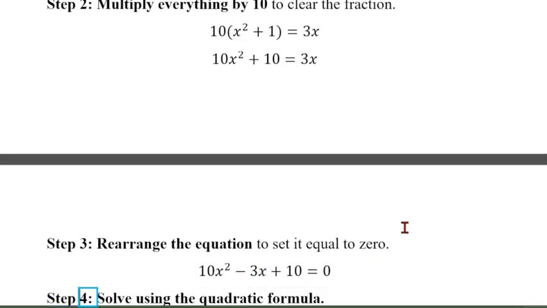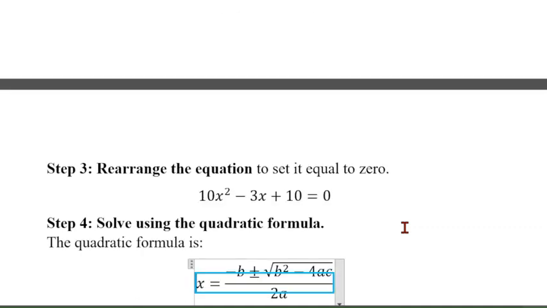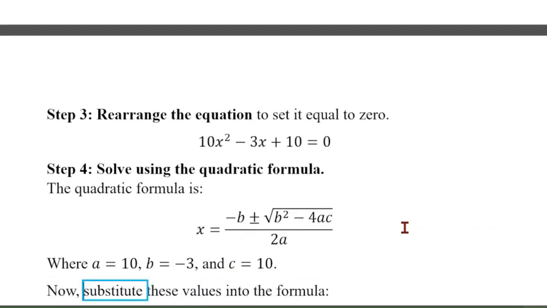Step 4. Solve using the quadratic formula. The quadratic formula is x equals negative b plus or minus the square root of b squared minus 4ac, all over 2a, where a equals 10, b equals minus 3, and c equals 10. Now, substitute these values into the formula.